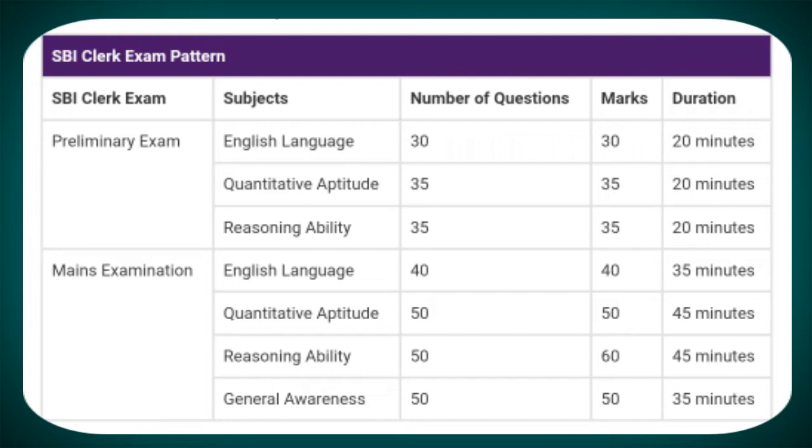SBI Clerk Exam, Mains Examination. English Language: number of questions 40, marks 40, duration 35 minutes. Quantitative Aptitude: number of questions 50, marks 50, duration 45 minutes. Reasoning Ability: number of questions 50, marks 60, duration 45 minutes. General Awareness: number of questions 50, marks 50, duration 35 minutes.